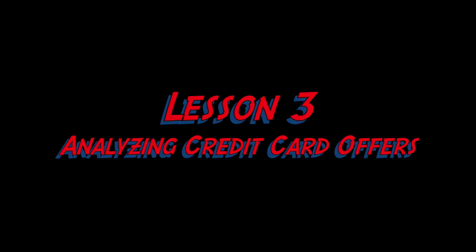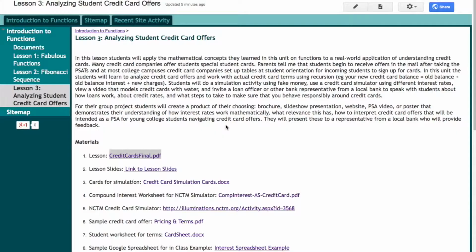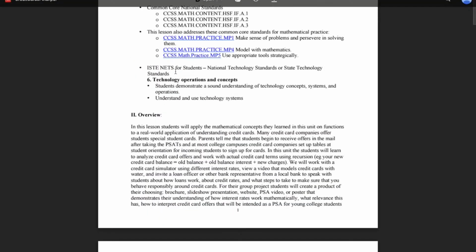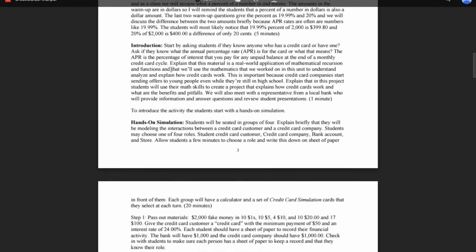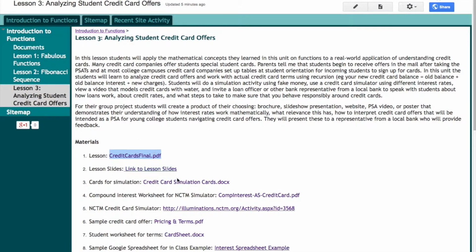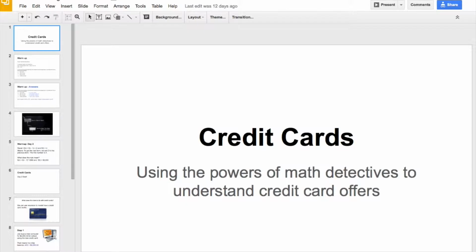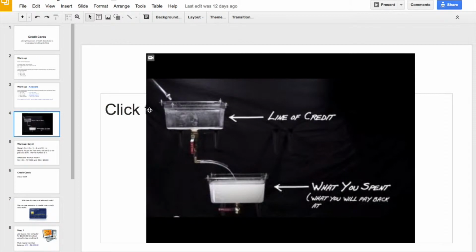Lesson 3, Analyzing Credit Cards. In this lesson, students will apply the mathematical concepts they learned in this unit on functions to a real-world application of understanding credit cards using recursion. I introduced the lesson with a discussion of what students know about credit cards and how they work. Next, there are 3 20 to 30-minute small group activities to help them understand the material.